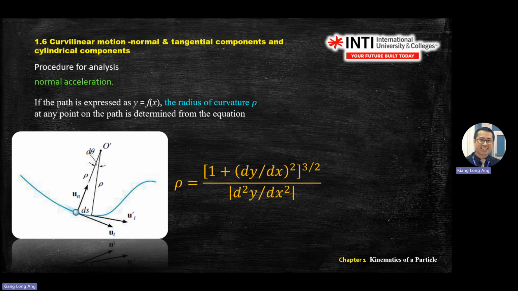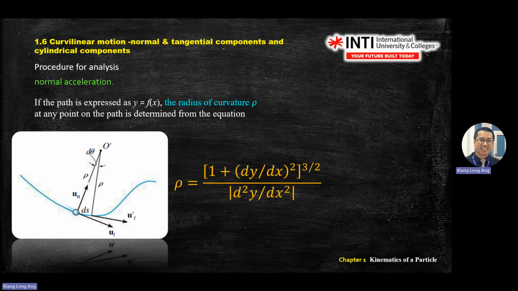Rho equal to bracket 1 plus dy dx squared, close the bracket, 3 over 2, which means square root 2 and exponential 3. Then below there is the double differentiation of your y equation. Okay, this one you need to memorize. It won't be given in the exam.